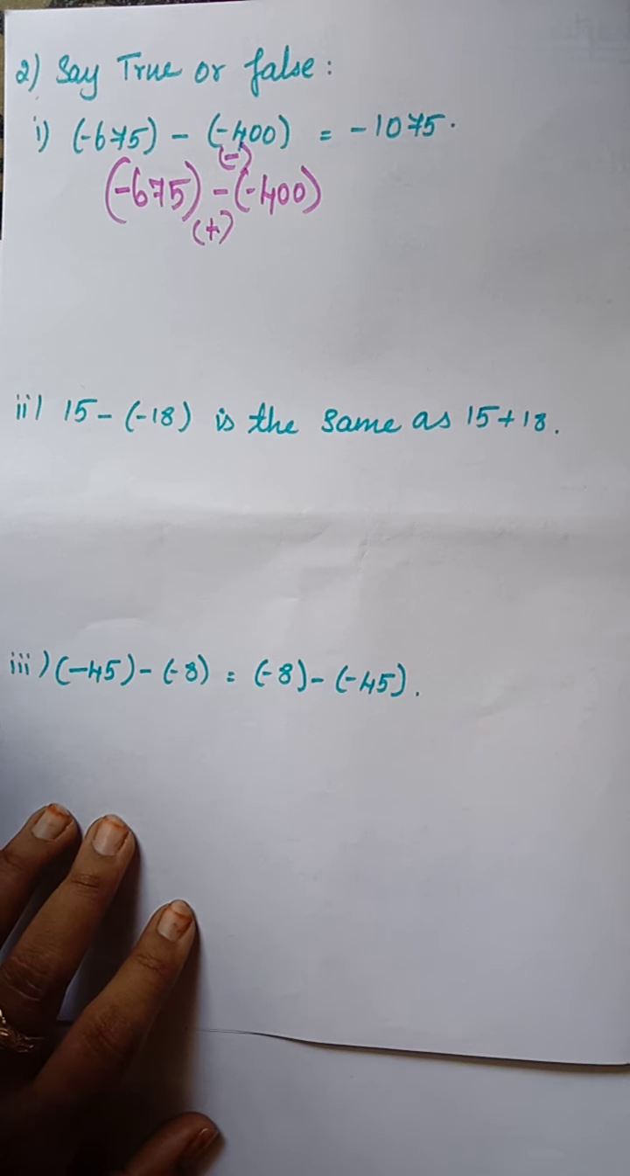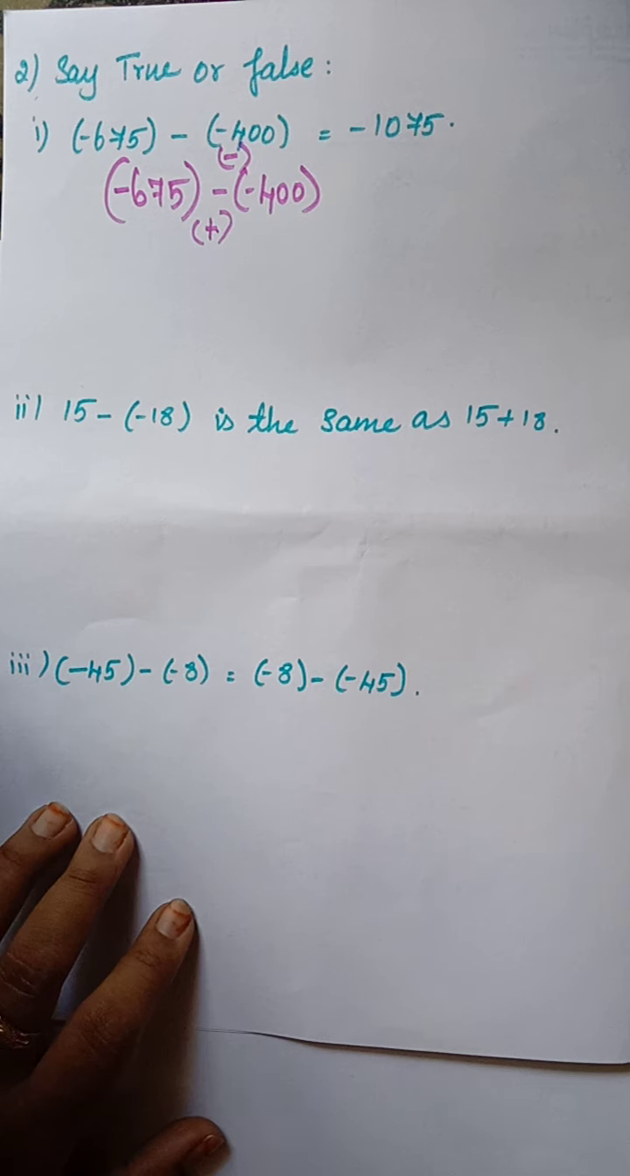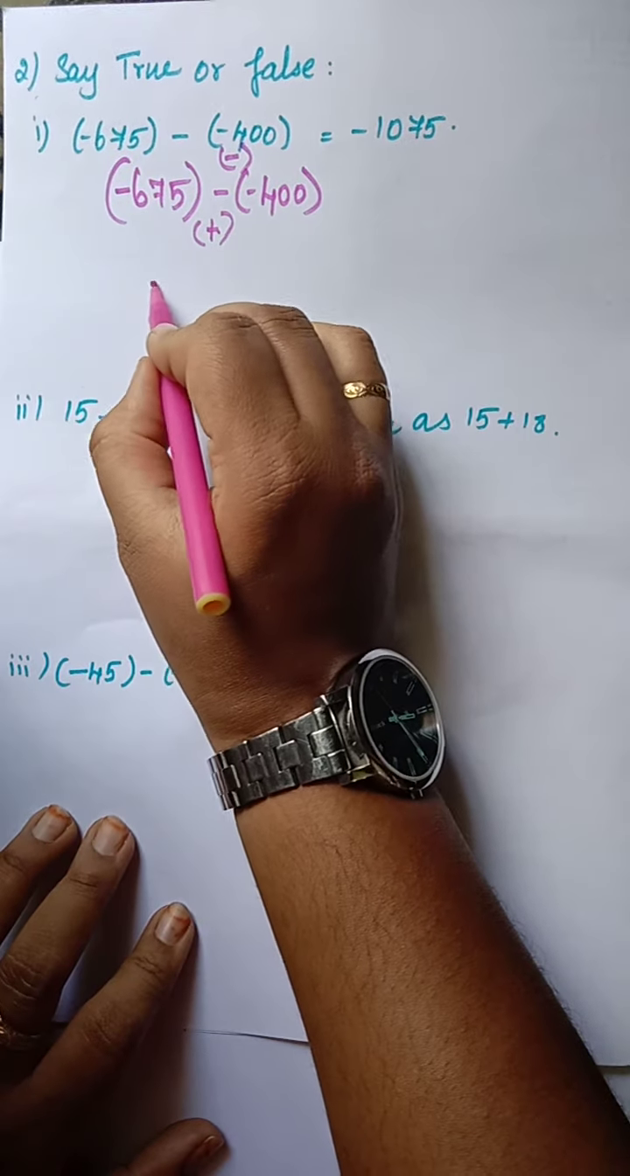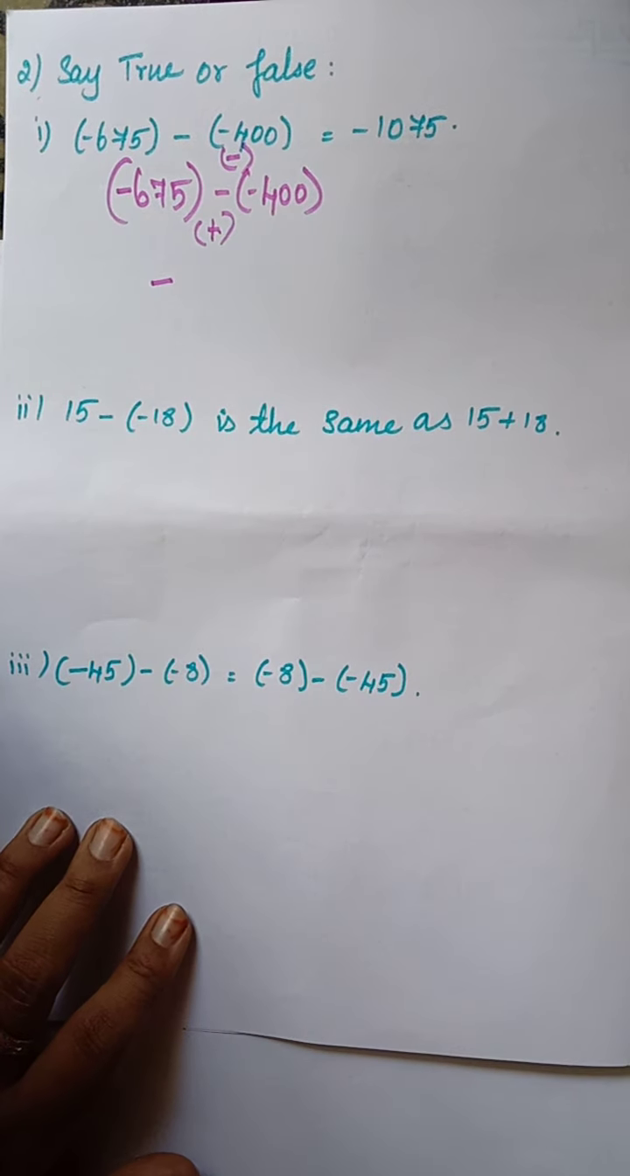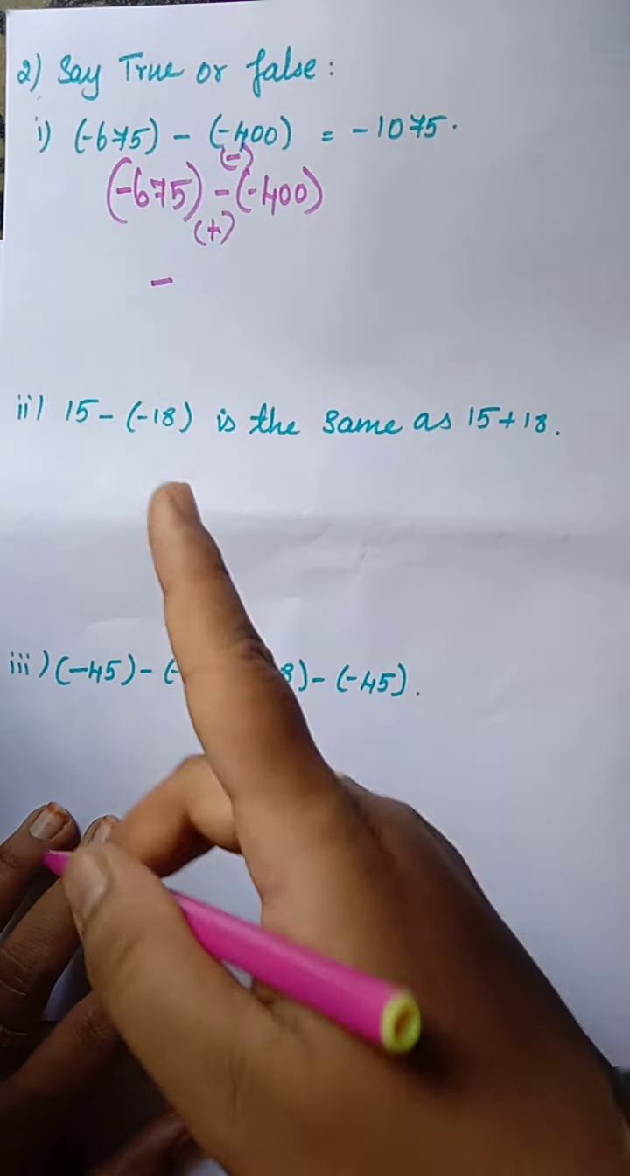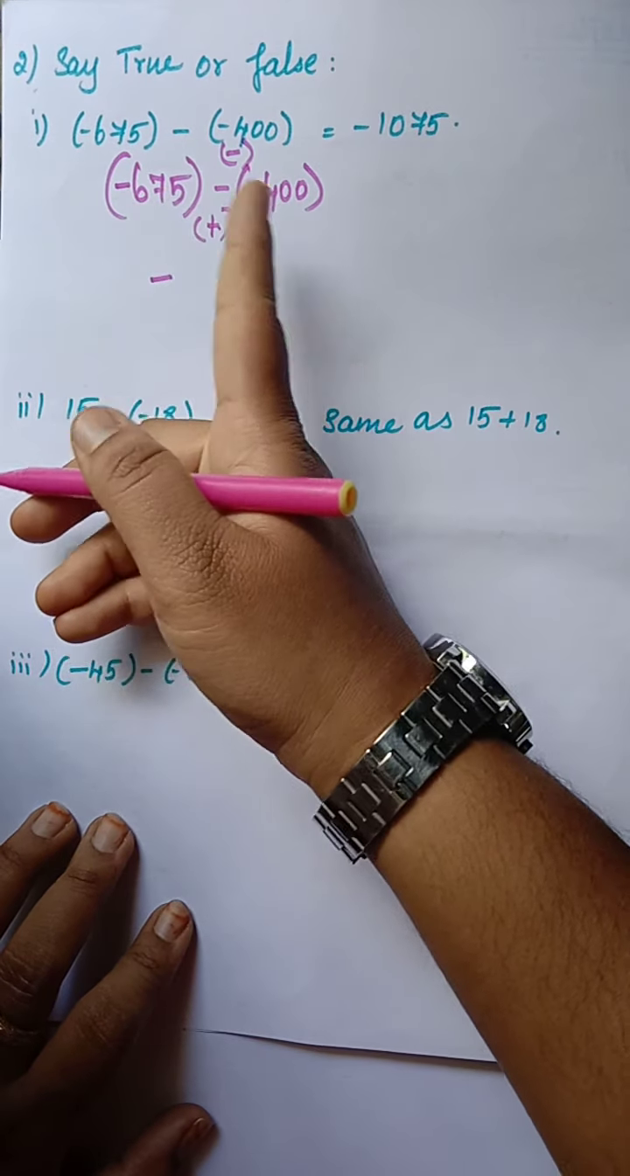Okay, now here which one is the biggest number? 675 or 400? Which one is biggest? 675 is the biggest number. So what is its sign? It has a negative sign. So our answer should be in negative sign. Okay, now what we have to do? We have to subtract these two numbers, right?